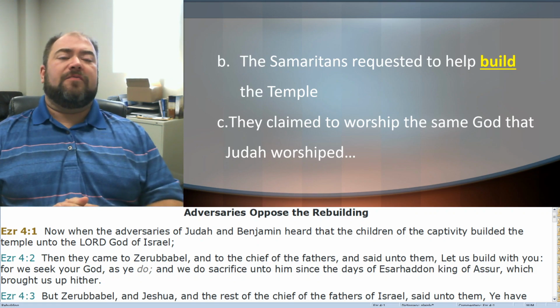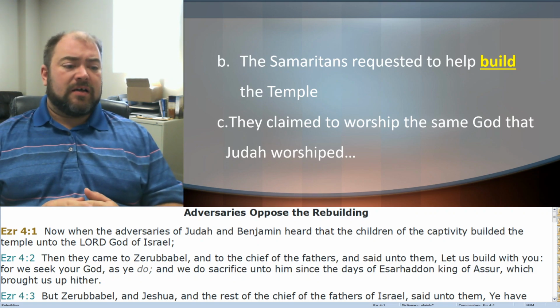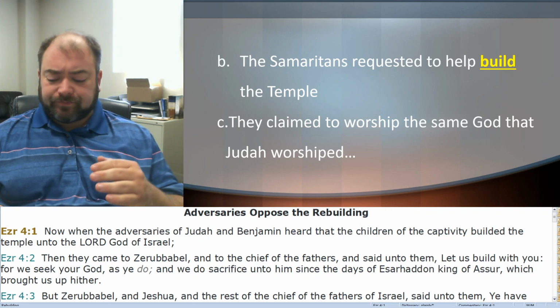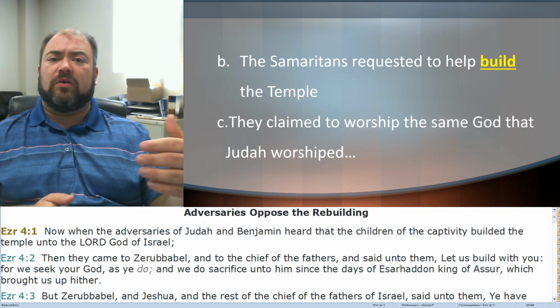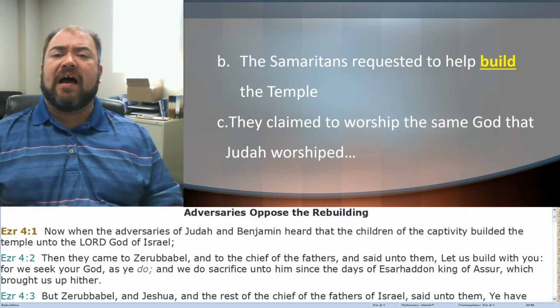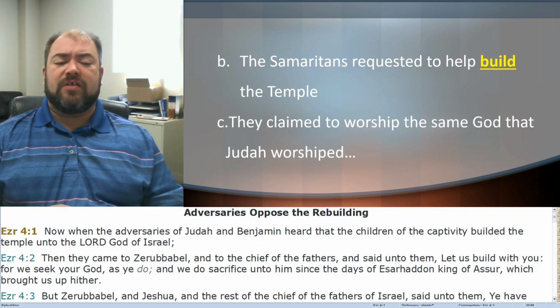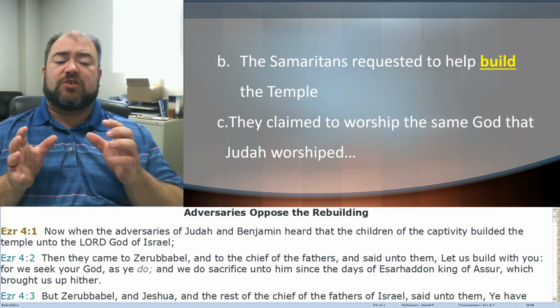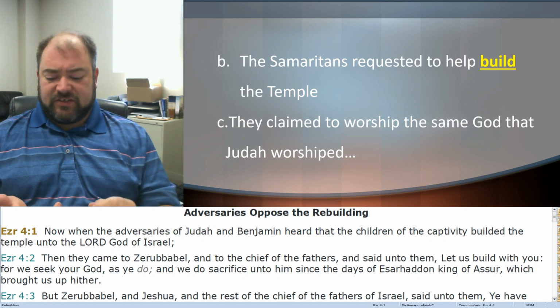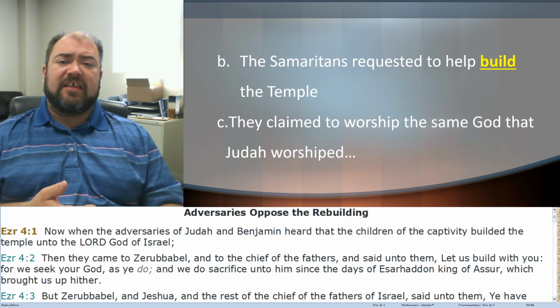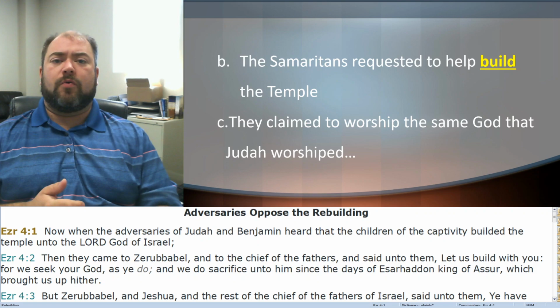Maybe if they would have come and offered to rebuild some of the walls, maybe Zerubbabel would have been more apt to allow that, and maybe Nehemiah would have allowed them to help do that. But when they come and they request specifically to rebuild the temple, the first problem is they're not Levites. The second problem is they weren't really genuine in their request.